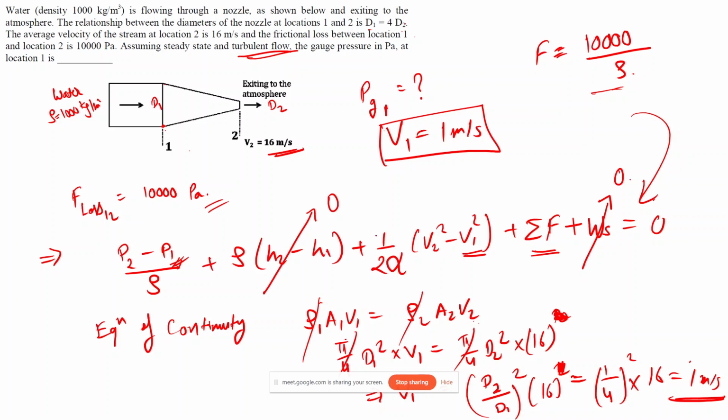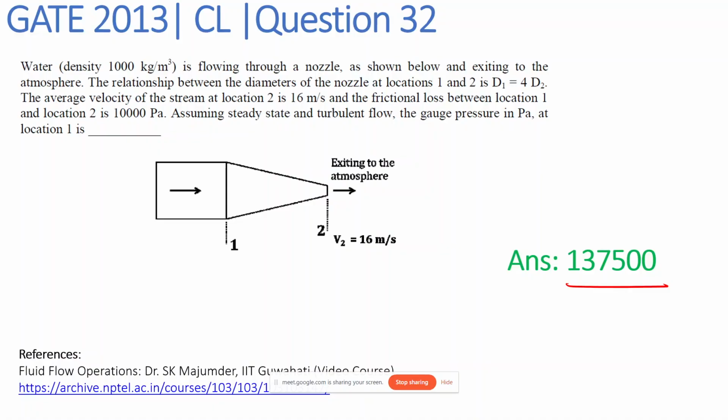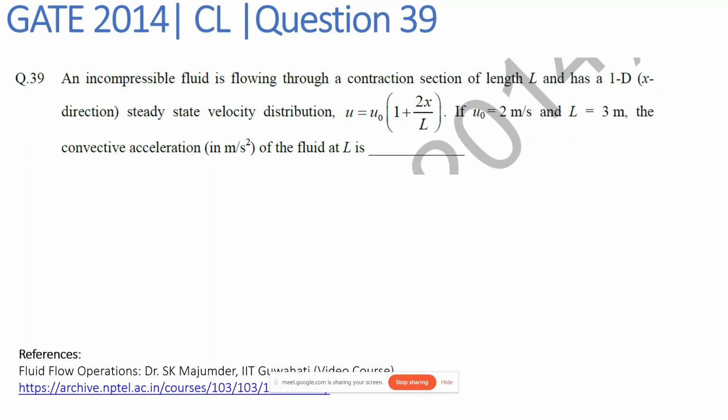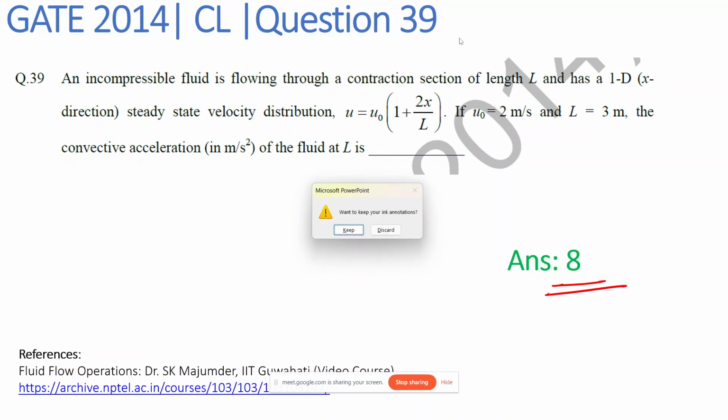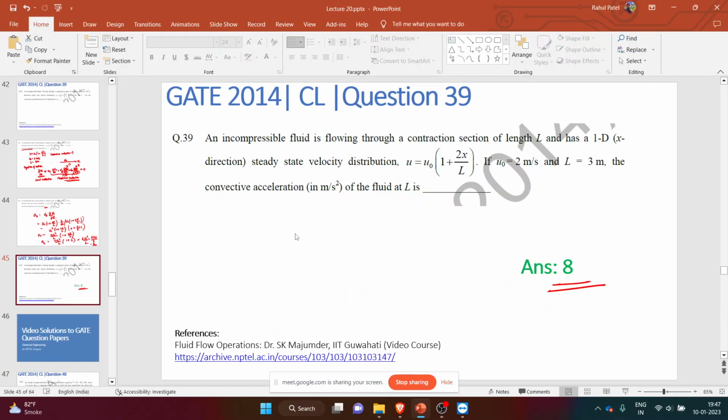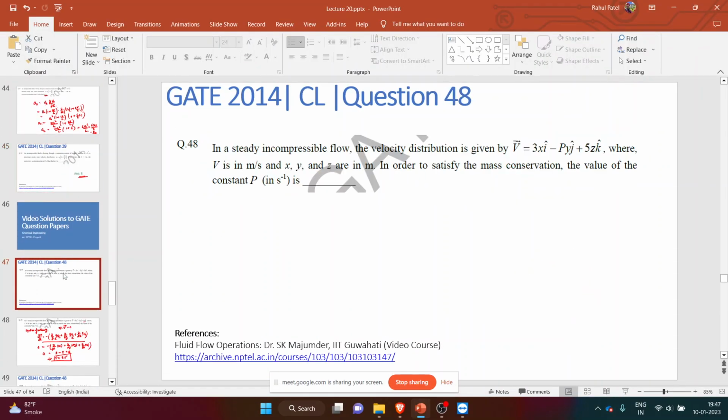Also over here, the value of alpha was taken as 1 since the flow was turbulent. And if the flow is laminar, then alpha would have been provided, or it is usually 0.5 in most of the cases. Rest all was easy. Now let's solve a few more questions related to these vector notations.